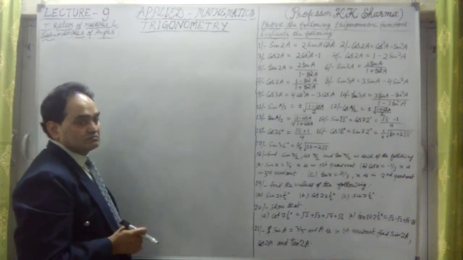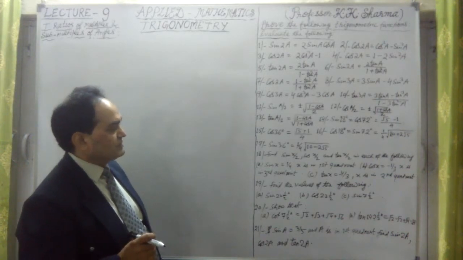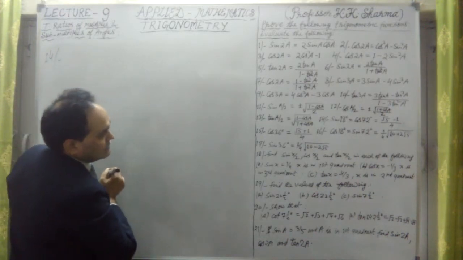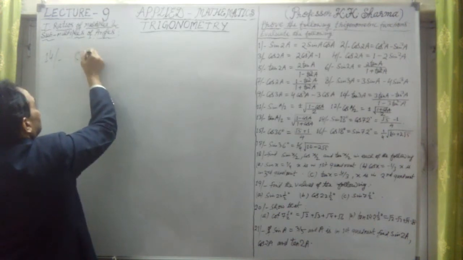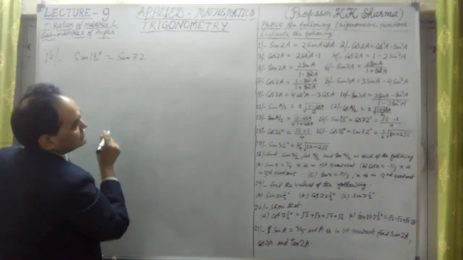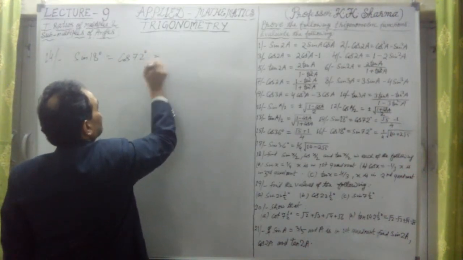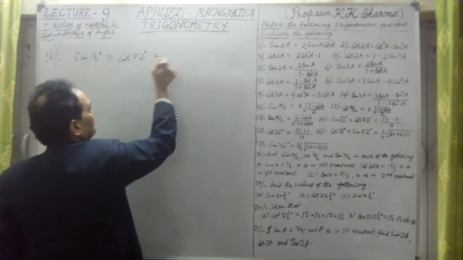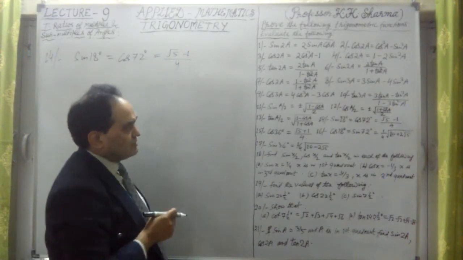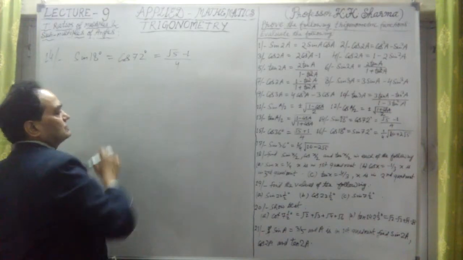Now let us take some numerical angles. Question number 14. Question 14 is of a peculiar kind. We have to prove that sine of 18 degree, which is the same as cos of 72 degree, is equal to under root 5 minus 1 upon 4. This is the value of sine 18 degree, or cos 72 degree, it doesn't matter. Let me prove this.